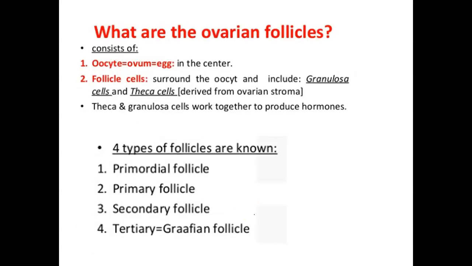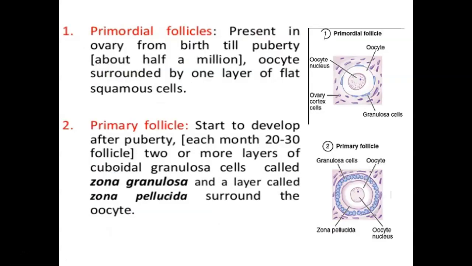Okay, now the ovarian follicles, different types. The ovarian follicle, we have already seen the structure, so you just keep that structure in mind, right? The follicle cells: there are four types. Before the primary follicle, the primordial follicle of course is there. So primordial follicle, then primary follicle, then secondary follicle, and then tertiary follicle, which forms the mature graafian follicle. One by one we'll see the structure.